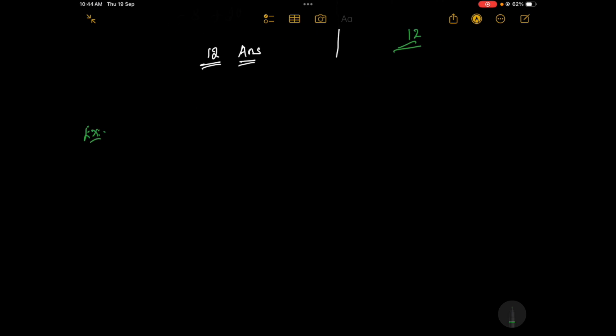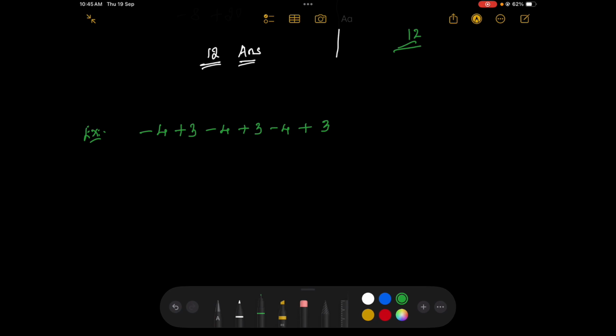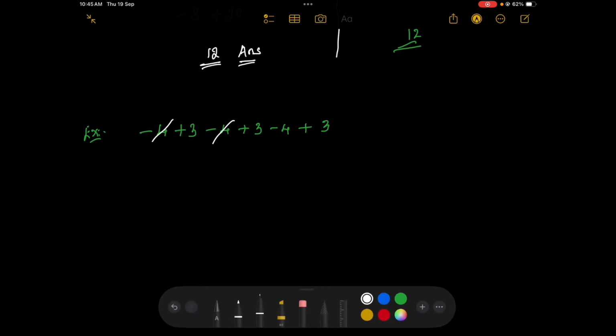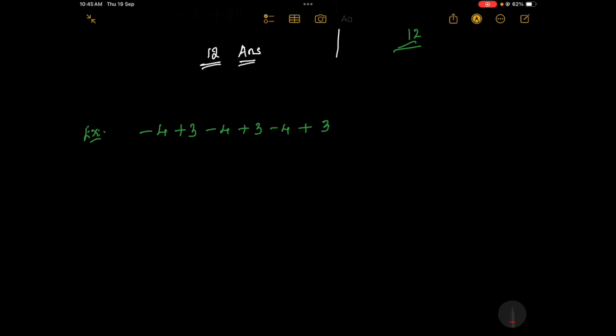Now, try this one. Minus 4 plus 3 minus 4 plus 3 minus 4 plus 3. What do we get? Try it by yourself. So you want to cancel minus 4 minus 4? No, you cannot cancel numbers with the same sign. So how shall we start? I'll take these two up. What is minus 4 plus 3? We get minus 1. What is minus 4 plus 3? We get minus 1.